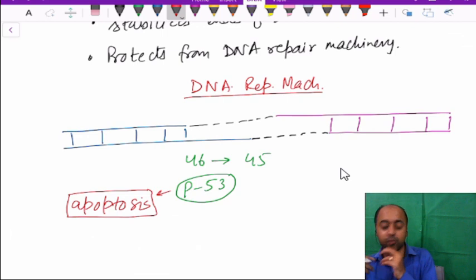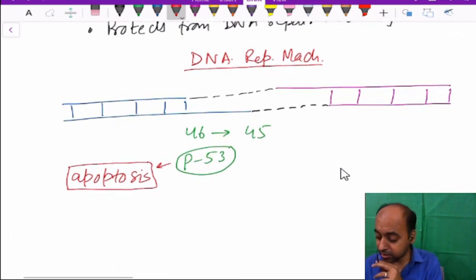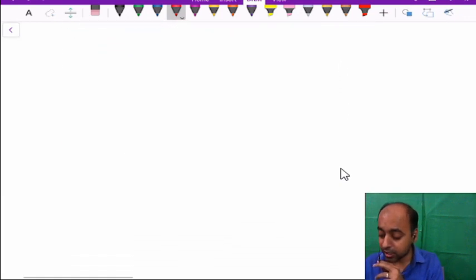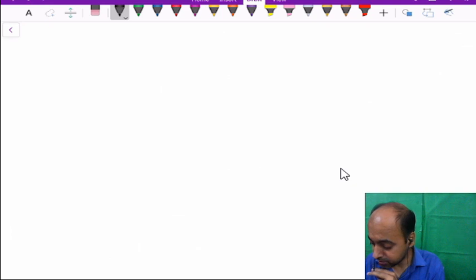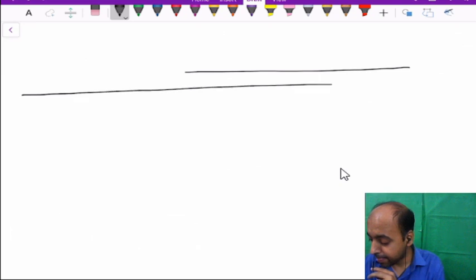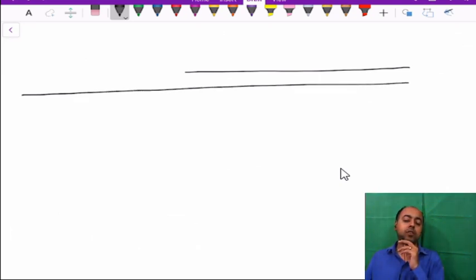So we have to protect the ends of DNA from the DNA repair machinery. How does it happen? By the organization of the DNA. See what happens. This is one of the ends of DNA.